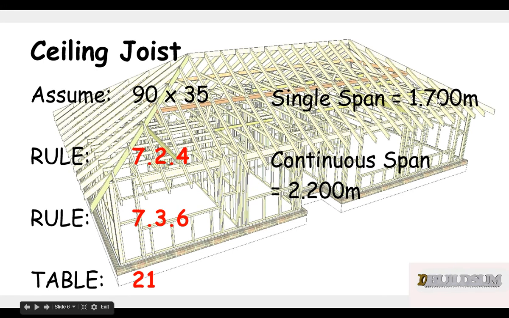Now I know those, in another video I'll show you how we can then work out how many hangers we're going to need to carry our ceiling joists. So our 90 by 35 ceiling joist: 1700 single span, 2200 continuous span.